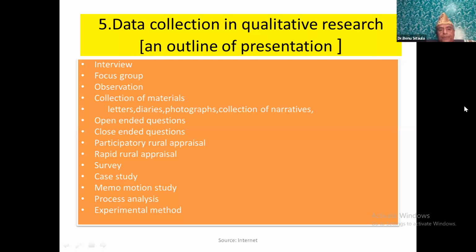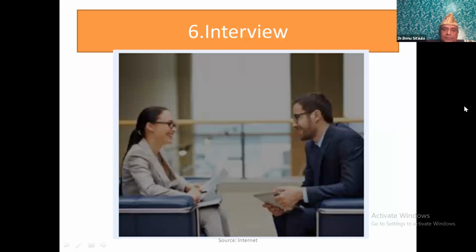We can use interview, focus group discussion, observation, collection of materials, open-ended questions, close-ended questions, then participatory rural appraisal, rapid rural appraisal, survey method, case study method, memo motion method, process analysis, and experimental method. These are some of the techniques and some of the tools that collect the qualitative data. Okay, let's begin from the interview.